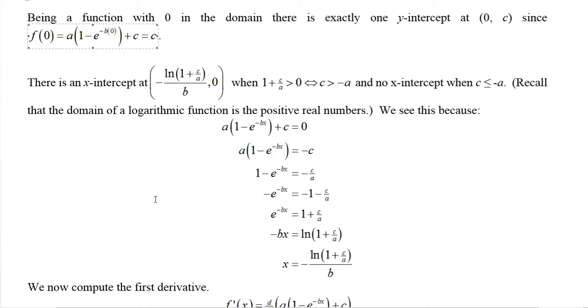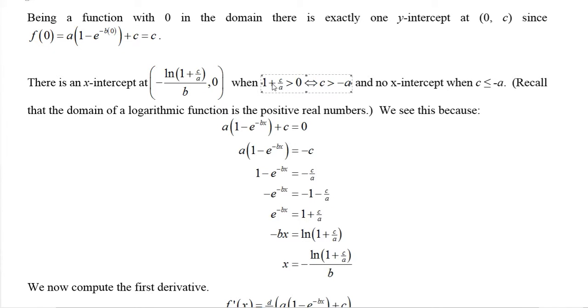Now, there's an x-intercept at, let's see here, at this value right here, the opposite of log of 1 plus c over a, over b, of course, comma 0, because it's an x-intercept. And this will happen when the 1 plus c over a is positive.